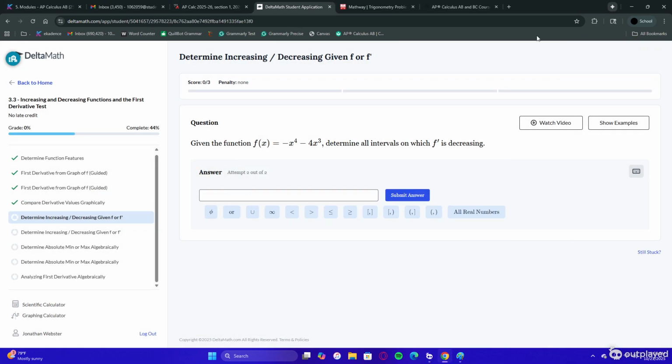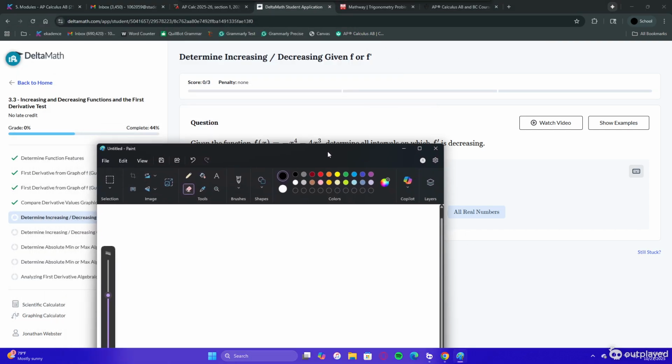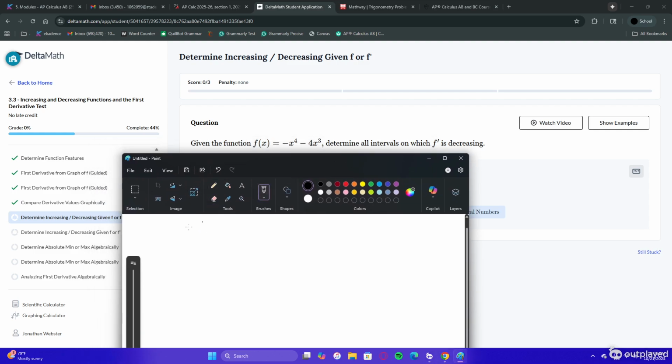Okay, now we're given a function f, and we have to determine where it's increasing or decreasing. So we're given f of x equals negative x to the 4th minus 4x to the 3rd, and we have to find where f prime is decreasing. So remember that f is decreasing wherever f prime is negative, which means that f prime is decreasing wherever f double prime is negative.